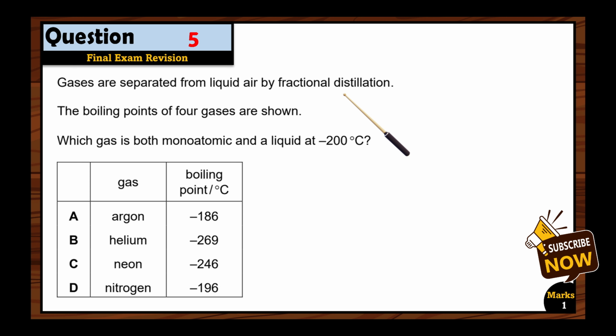And how are they separated from each other? Through their boiling points. Okay, so the boiling points of 4 gases are shown here. Which gas is both monoatomic and liquid at -200 degrees Celsius?